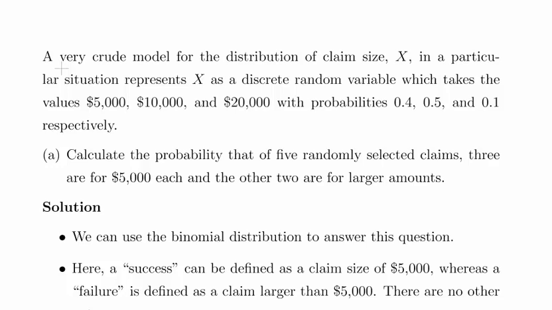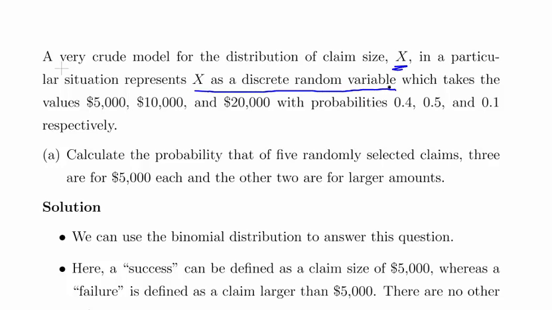Okay, in this presentation we're going to look at a binomial distribution question. Now, we're just going to read the question and determine what sort of information we get, and we might see that it is not clearly a binomial distribution question. So, a very crude model for the distribution of claim size X in a particular situation represents X as a discrete random variable. This throws us in the wrong direction, and that's actually the point of the question. So if you read that discrete random variable and you try and proceed accordingly.